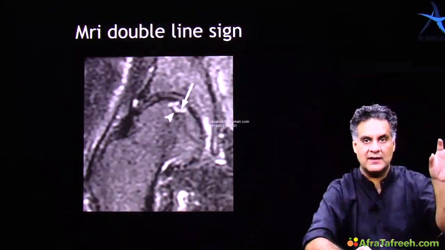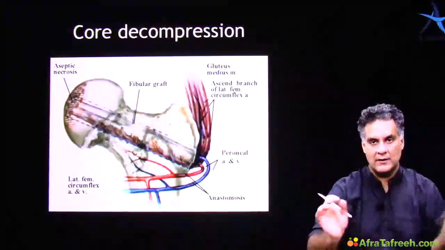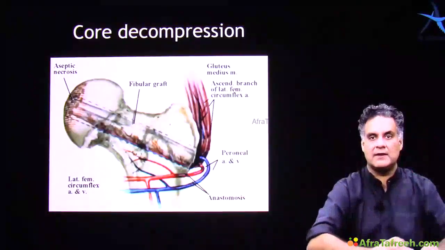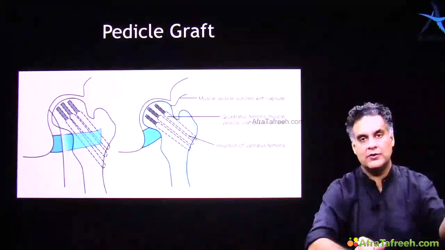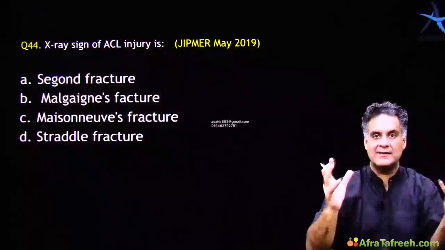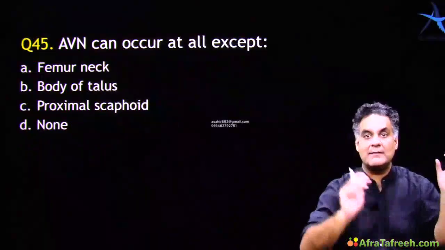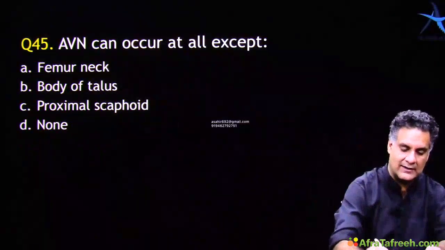Your aim is to decompress this area, to make multiple holes, called core decompression. Or take a blood supply with a muscle and put it there, muscle pedicle graft. Or what you do routinely today, replace it. So if you look at this question, the telltale sign of ACL, Segond fracture. AVN can occur at all sites except the femur neck; it occurs at the femur head. It does not occur at the femur neck.